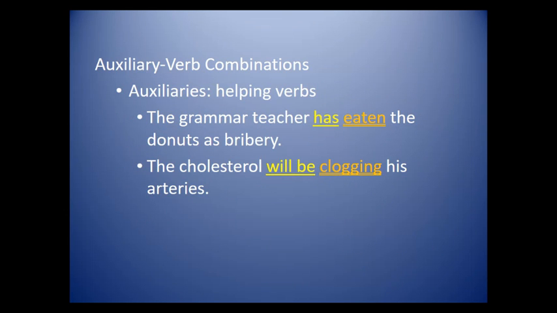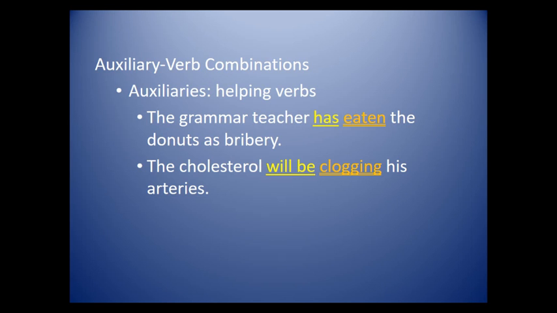When we're talking about verbs, we also have to consider the fact that we can have auxiliaries, right? Once again, helping verbs. And these helping verbs help us get into some of these later structures. So when I'm using an ING verb or an EN form, I have to have a helper to get into it. I couldn't just simply say eaten, I have to say something like has eaten, like the grammar teacher has eaten the donuts as bribery. I can't just simply say clogging. I'm going to have some kind of helper to get into that ING. So the cholesterol will be clogging his arteries.